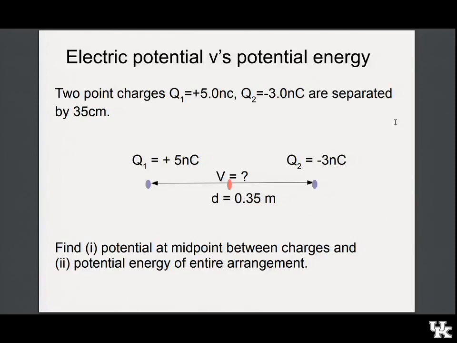In this example, I'm thinking about an arrangement of two point charges. There's a positive charge of 5 nanocoulombs on the left. There's a negative charge of 3 nanocoulombs on the right. They're separated by 35 centimeters. And we're going to be asked two questions.